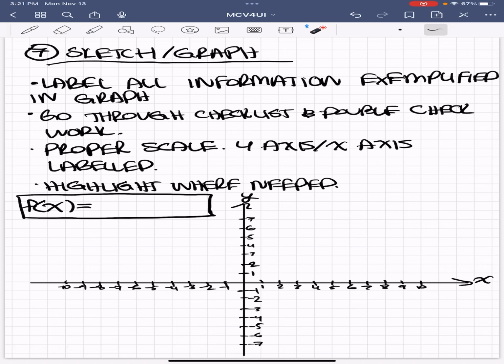Sketch and graph. So label all information exemplified in the graph. Go through checklists and double check work. Proper scale, y-axis and x-axis labeled, and highlight where needed. So there's an example of a scale and of a graph. And then here you would put the function.